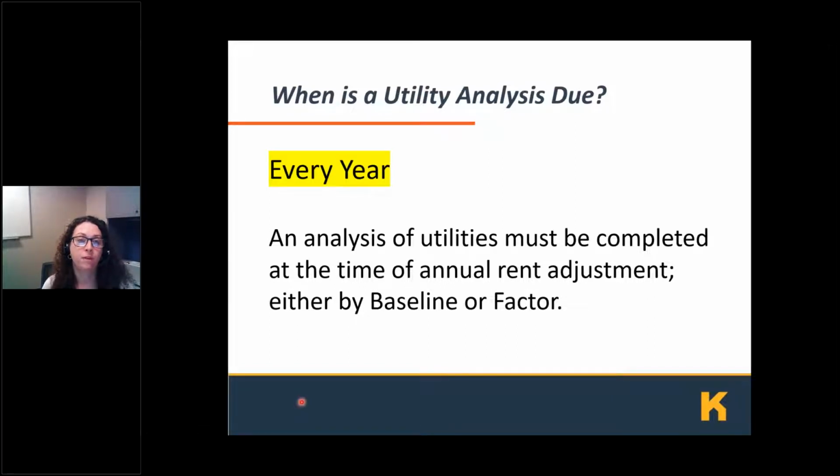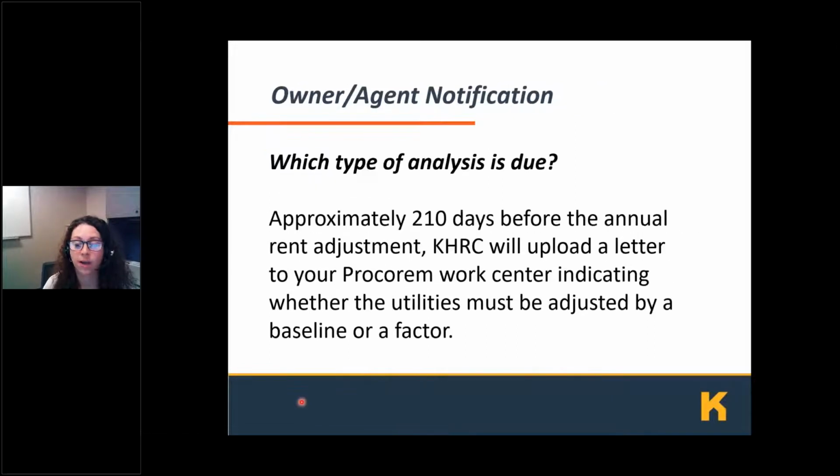How do you know when you're due? I think most of you who are attending are familiar with the letter that we send out, about 210 days before your annual rent adjustment. We will upload a letter to Procorem, to the work center, and we'll let you know what you need to do with your utilities this year. So we'll tell you if it needs to be adjusted by a baseline or if you have the option to adjust the allowance by the factor.